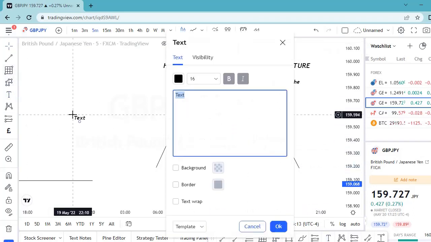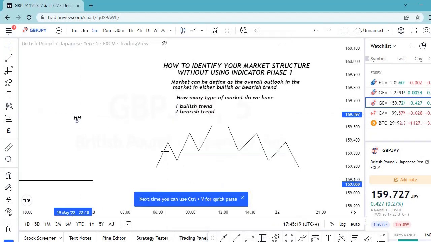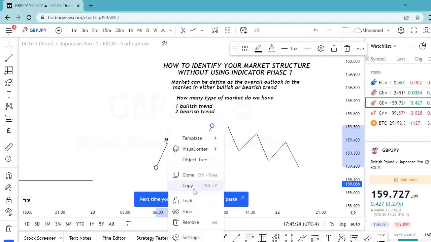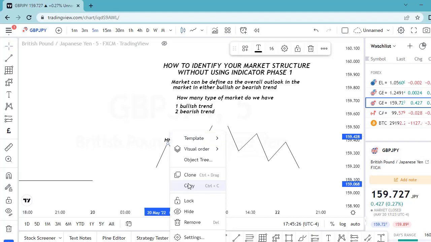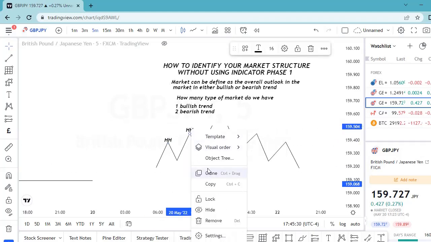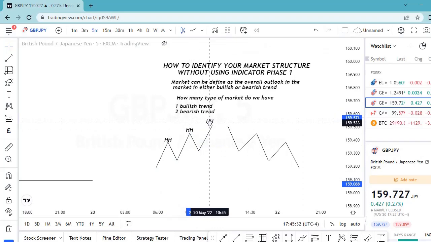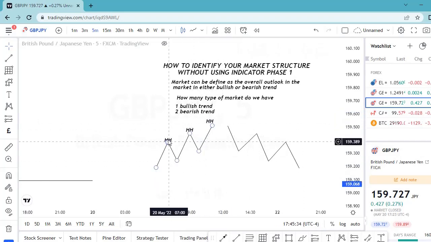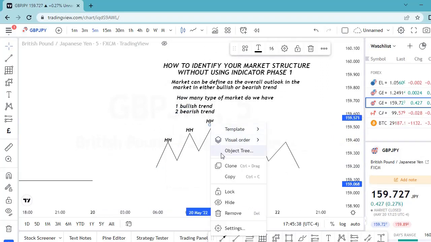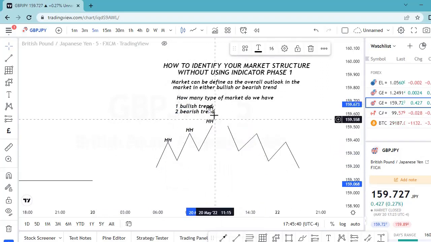So let me give us a notation. We have a higher high here, that's on the bullish trend. Higher high, higher high, higher high. That's what we really want to be seeing on the bullish trend: higher highs and higher lows. Then we'll have a higher low. Where is the higher low? This is the higher low, family.